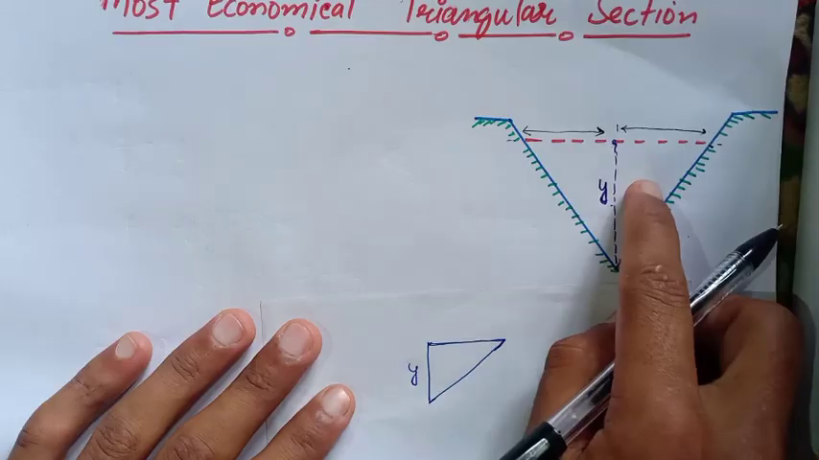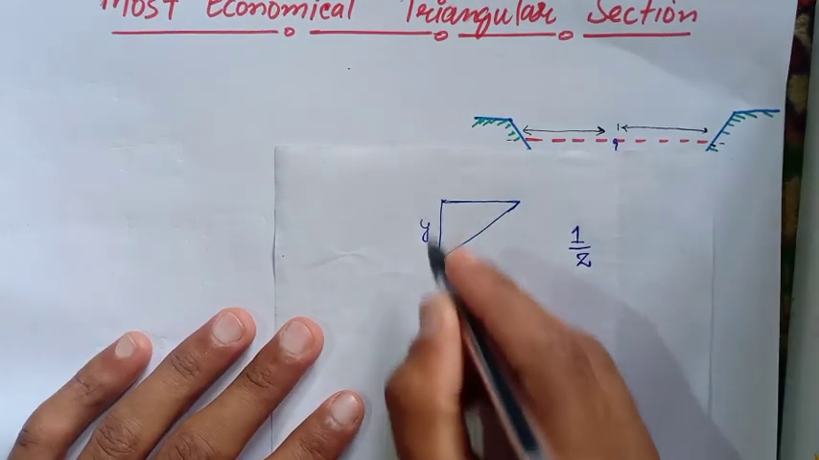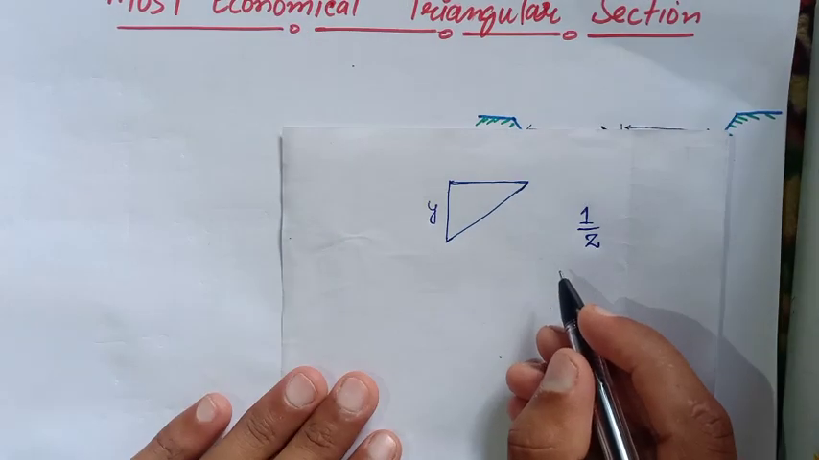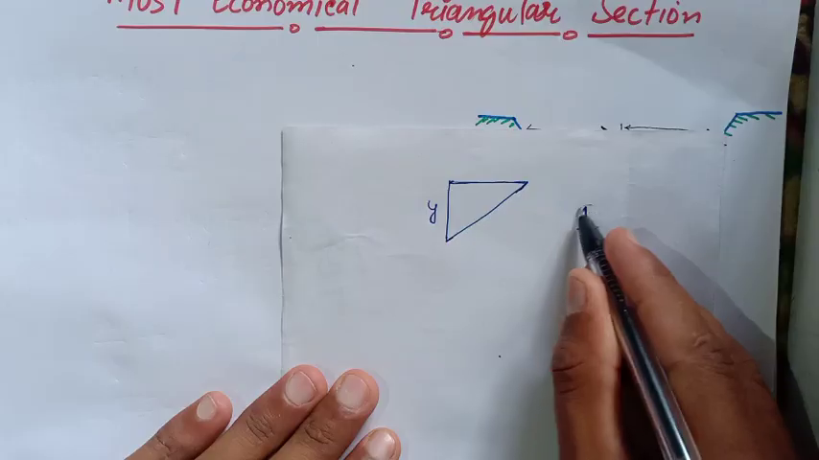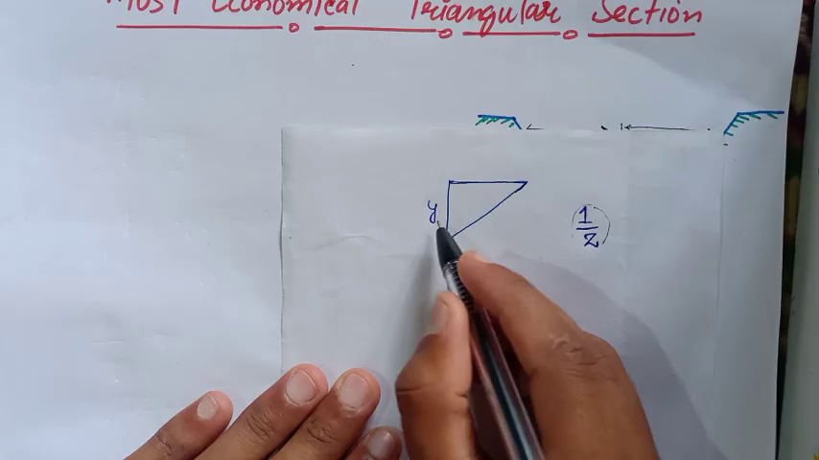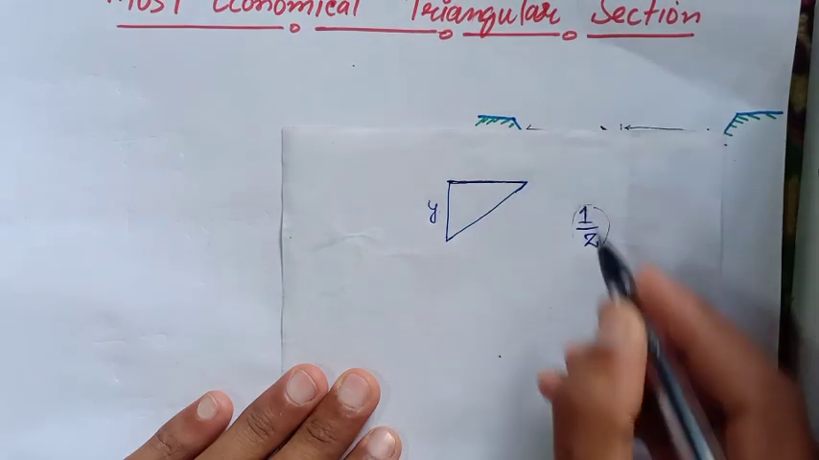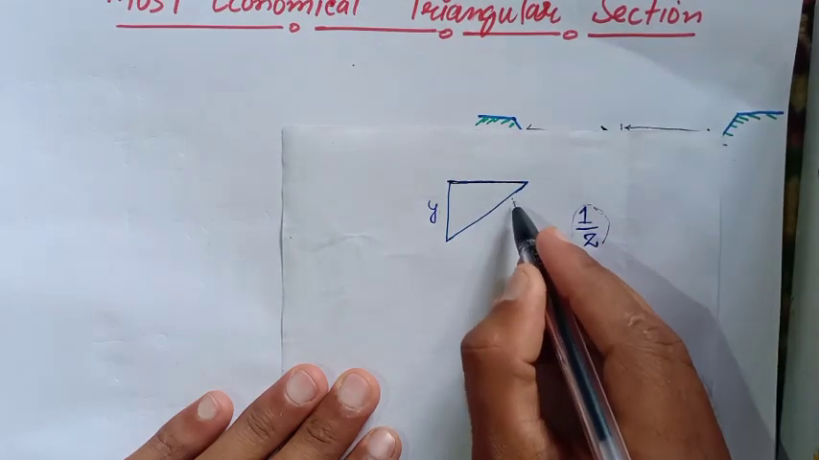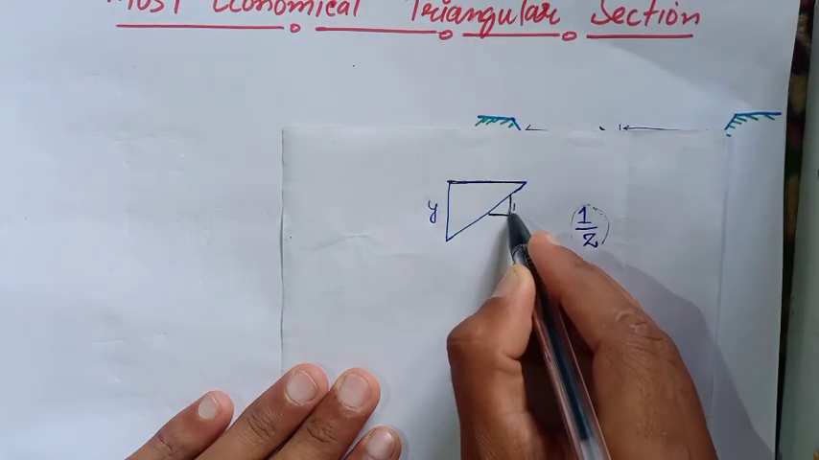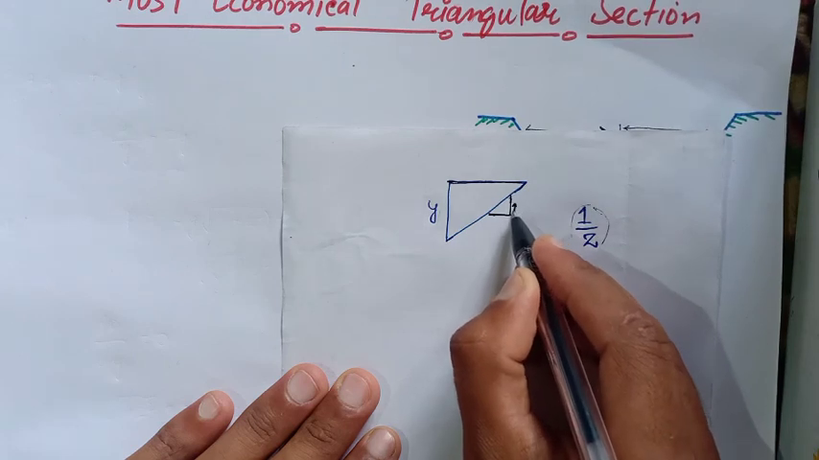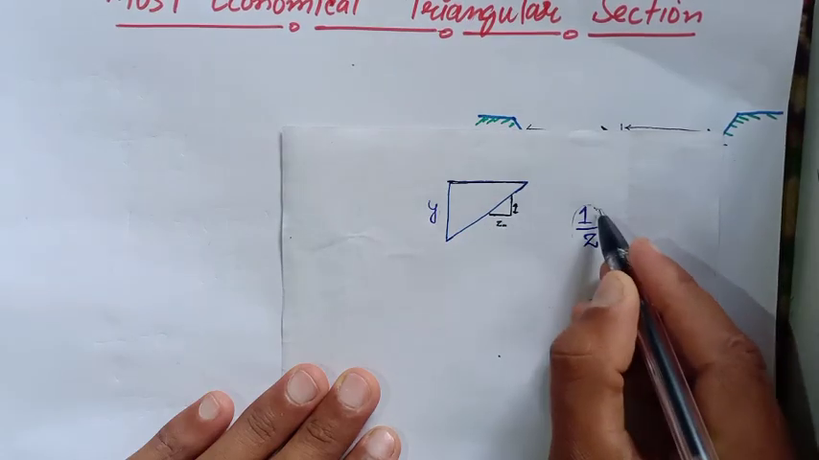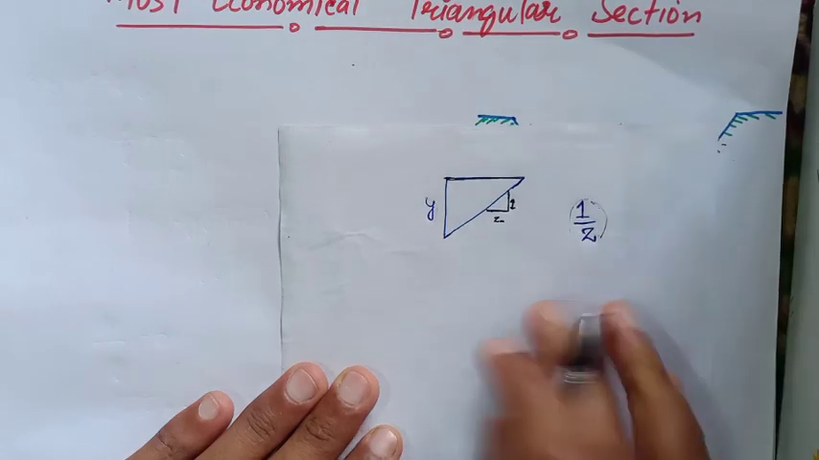I have taken up this triangular section. This is the depth of flow and the slope is 1 upon z. You have to always remember whenever the slope is 1 upon z, it means if we go 1 meter in the vertical direction, we have to go z meters in the horizontal direction. That is the meaning of this slope.